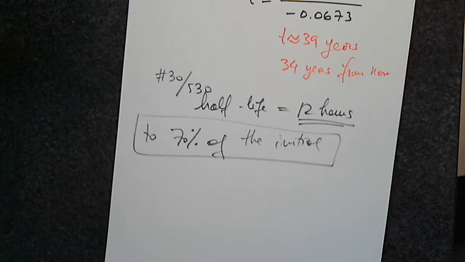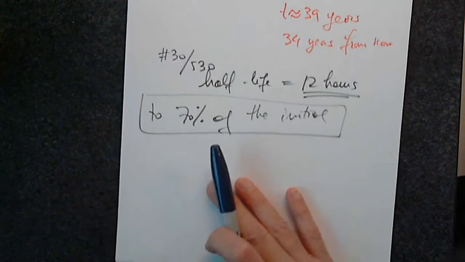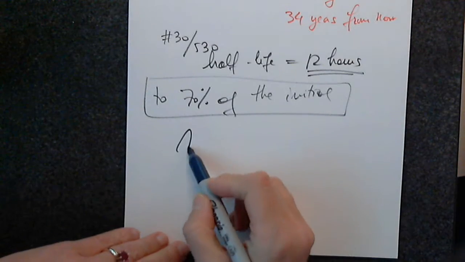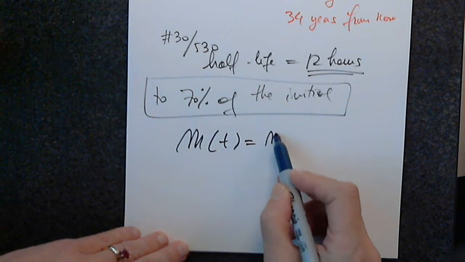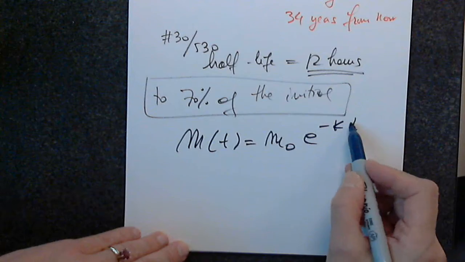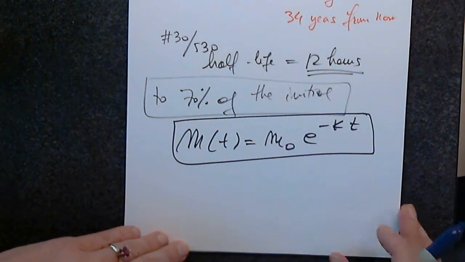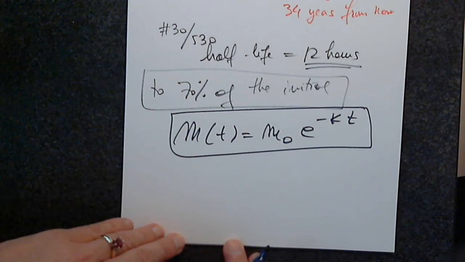So obviously it has to be a number between what and what. If in 12 hours it drops to 50, obviously it has to be between 0 and 12, because it drops only to 70, not all the way to 50%. Okay, so this is a radioactive decay situation. We have to write the mass of t equals the initial mass, e to negative kt. You will be given the model. I mean, this formula will be given to you.